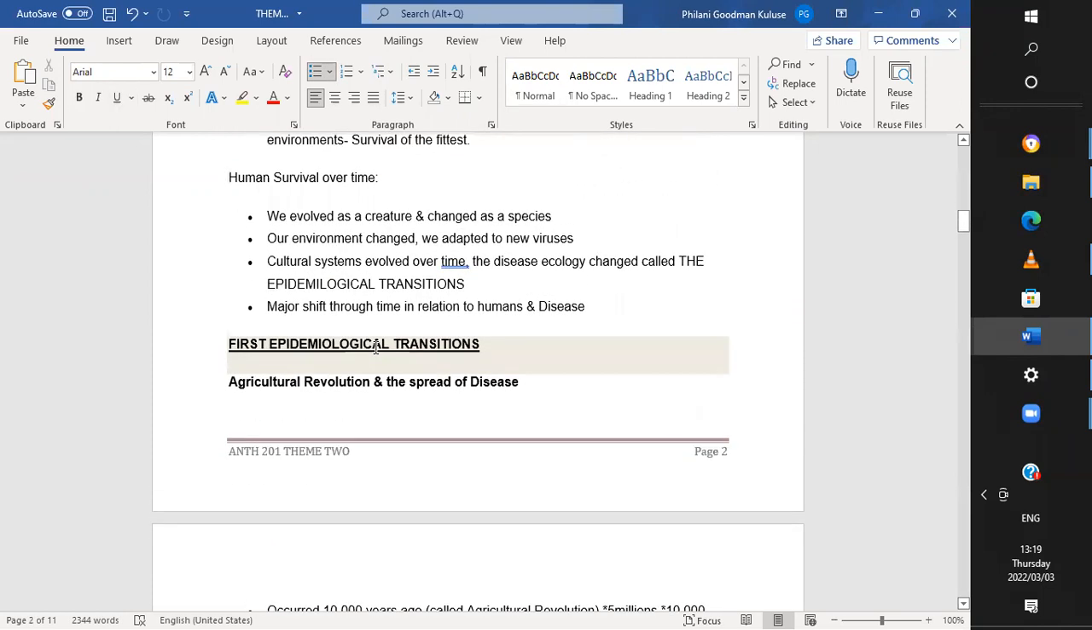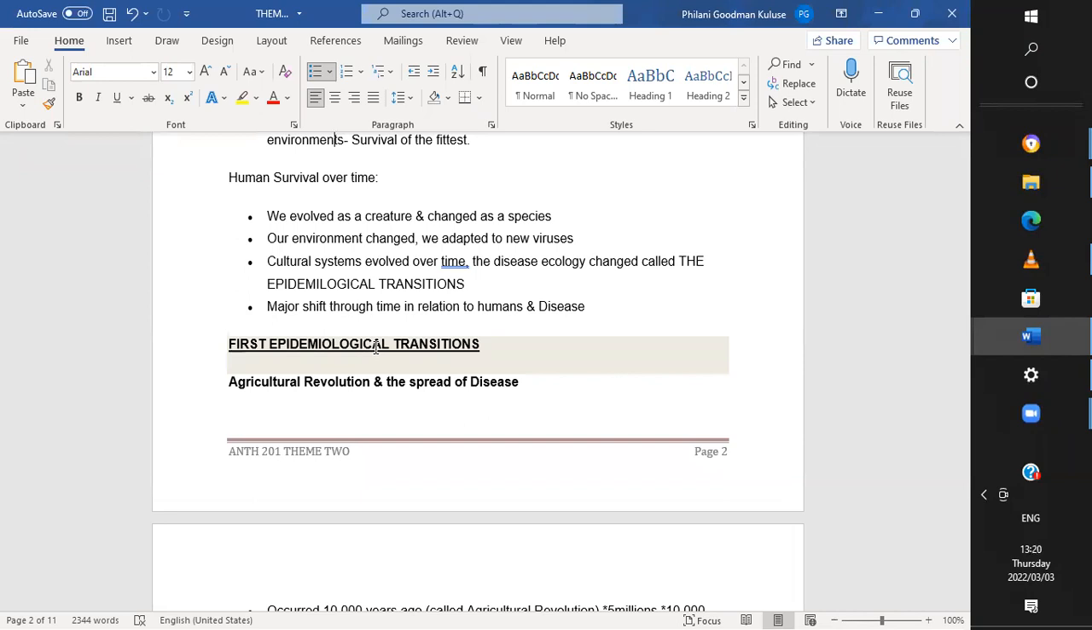Okay, human survival over time. We evolve as creatures and change as species. Our environment changed, we adapted to new viruses. You see, the changes in the environment cause other adaptation requirements, because speciation happens, natural selection happens, which is what has been happening to us as humans. Those who cannot survive, they are dying.